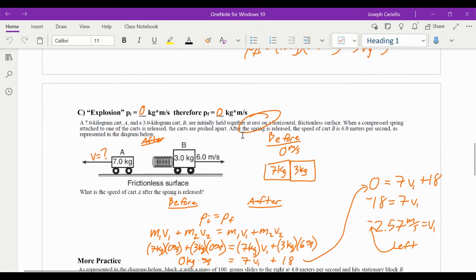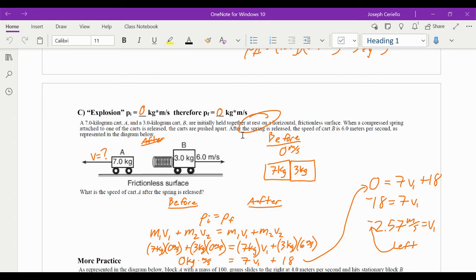The third type of collision isn't really a collision at all. It's actually what we call, quote unquote, an explosion, where the initial momentum of the system is 0. Therefore, the final momentum of the system has to be 0. An example of it would be like a gun firing. Bullet goes forward, gun recoils backward. Momentum is conserved in that case.